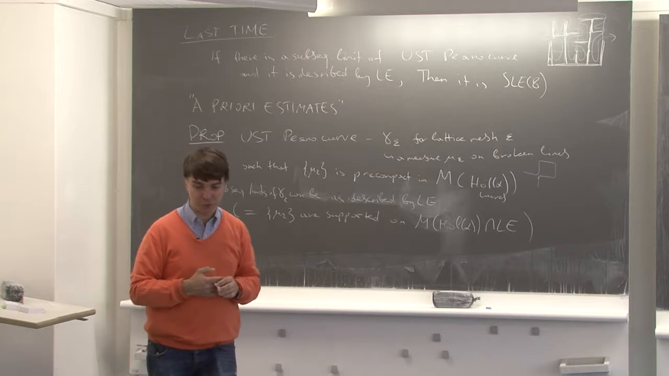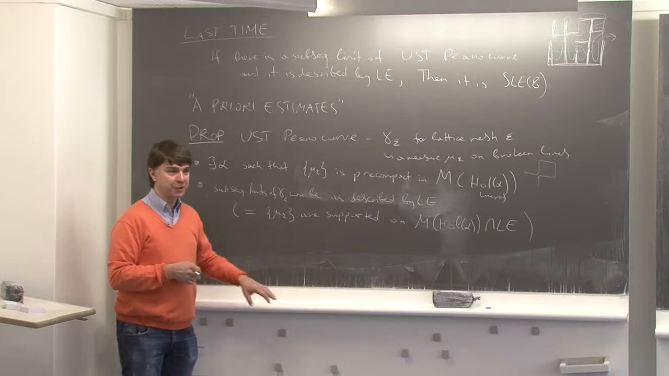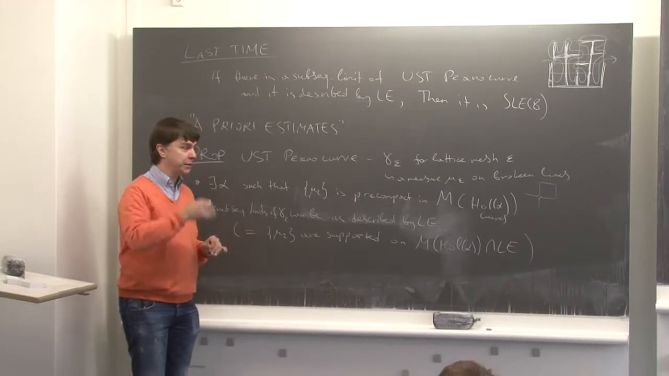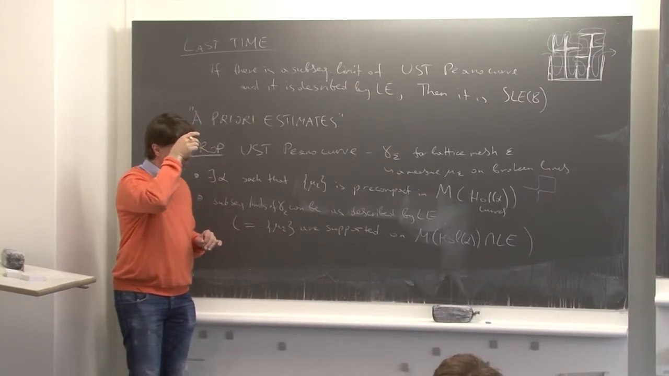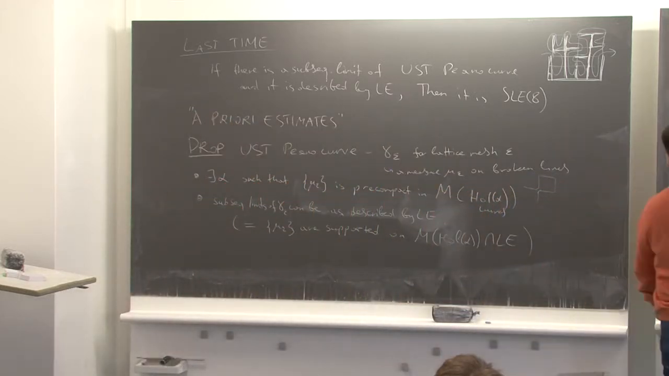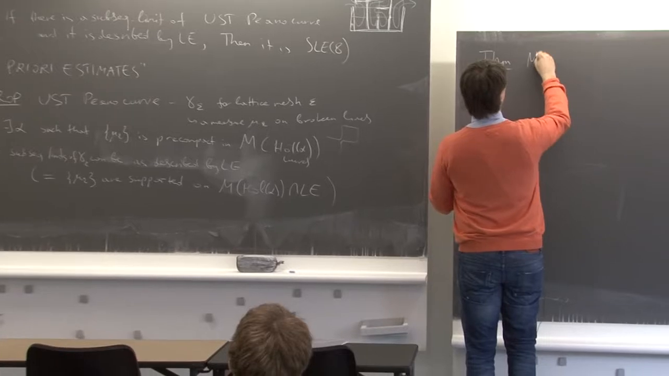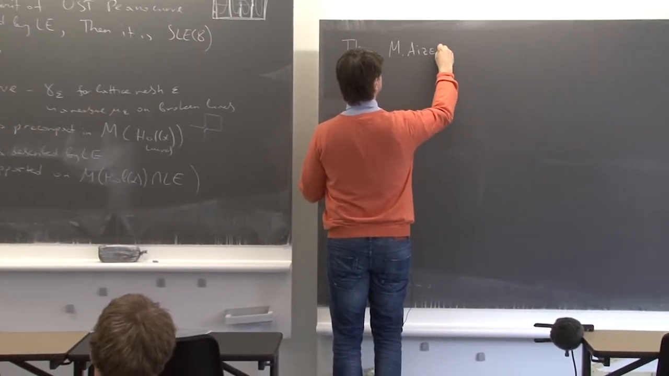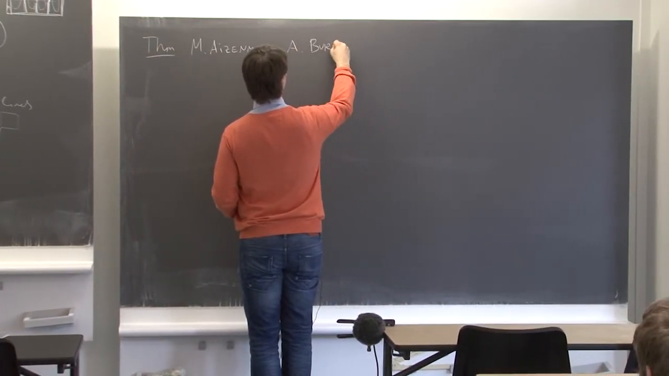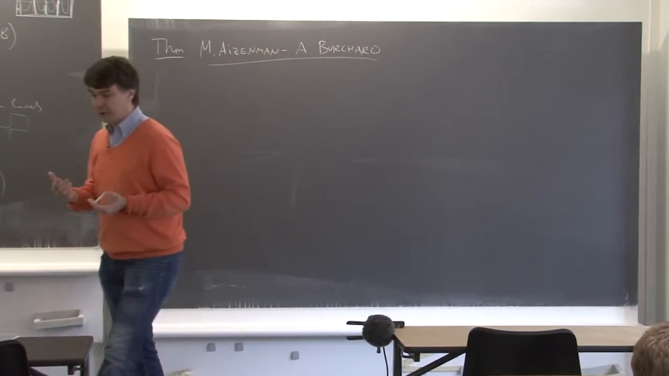Unfortunately, the black box doesn't work for SLE 8, so it's the only case when it doesn't work, because the curve is space filling, so it doesn't work for kappa bigger or equal than 8. So we'll do this by hand, and this will prove the main part of this black box. The main part in the observation is a theorem due to Michael Aizenman and Almut Burchard. That's a theorem which predates the SLE era.